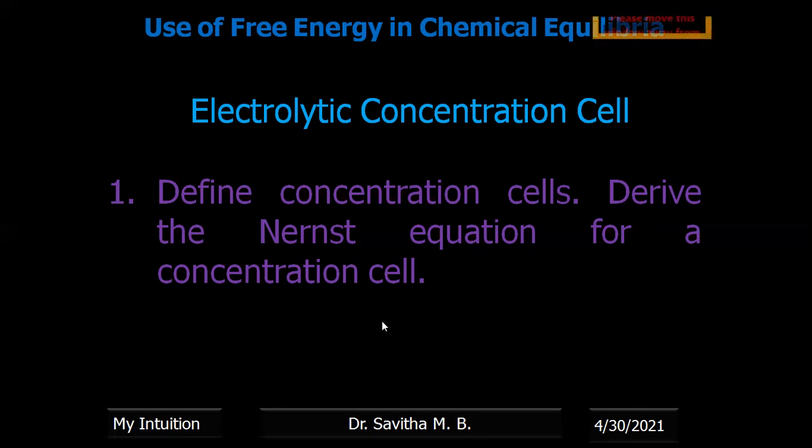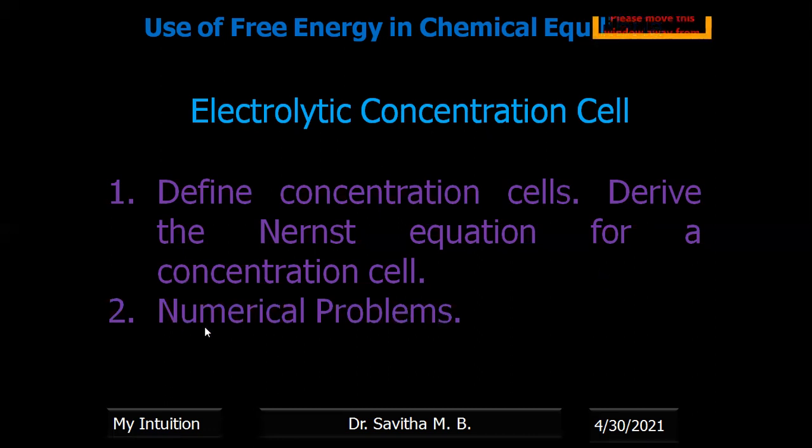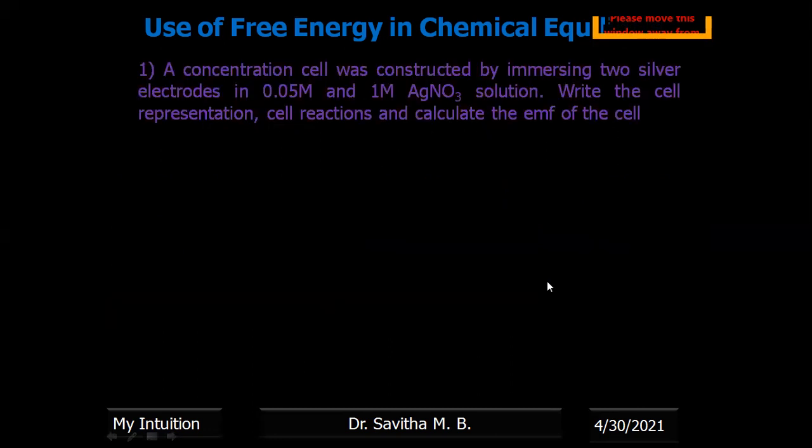And the second question is the numerical problems. These two will appear in the question paper. Next, I am discussing the problems. Let us now solve this problem. The first problem is: a concentration cell was constructed by taking two silver electrodes in 0.05 molar and 1 molar silver nitrate. Write the cell representation, cell reactions, and calculate the EMF of the cell.